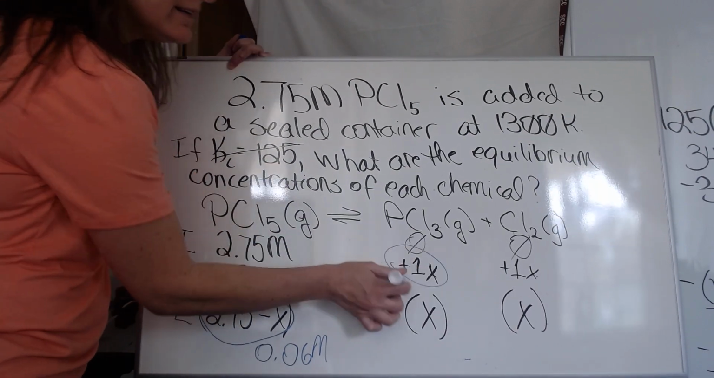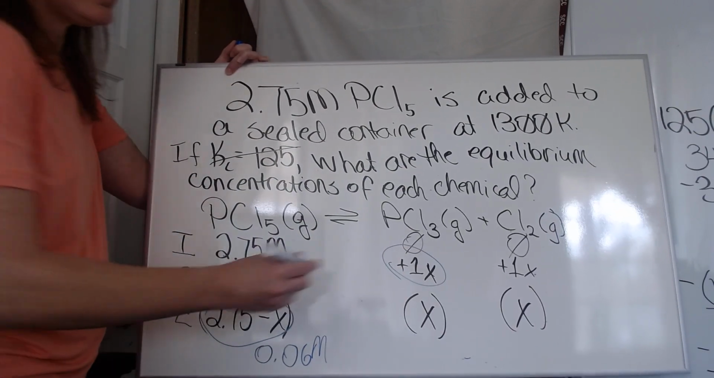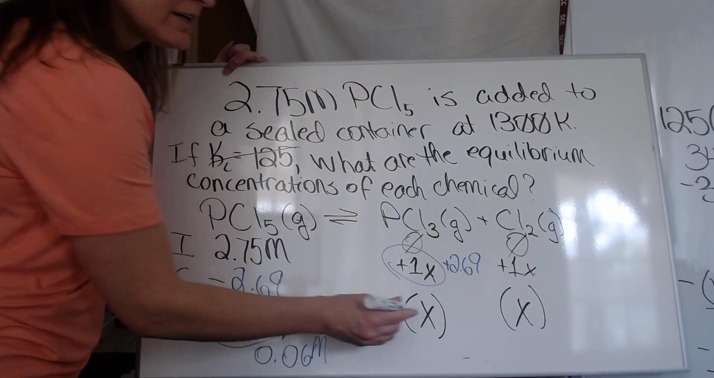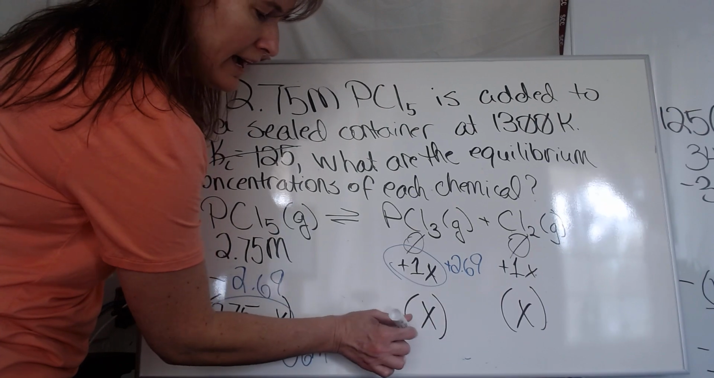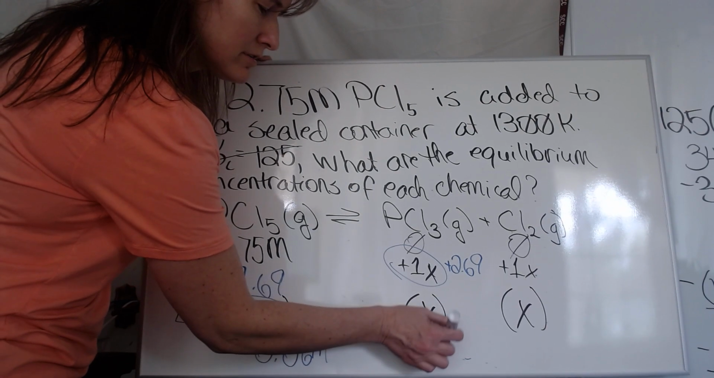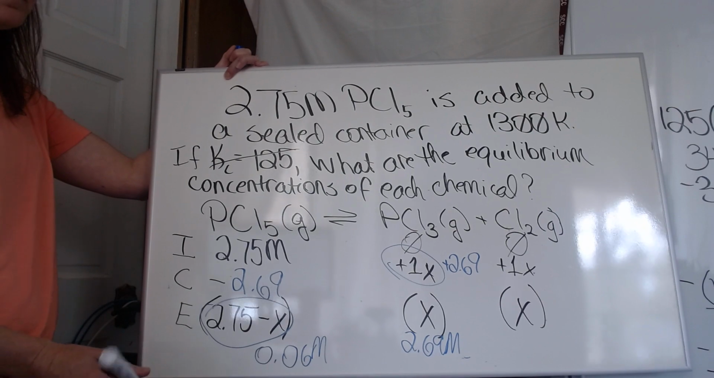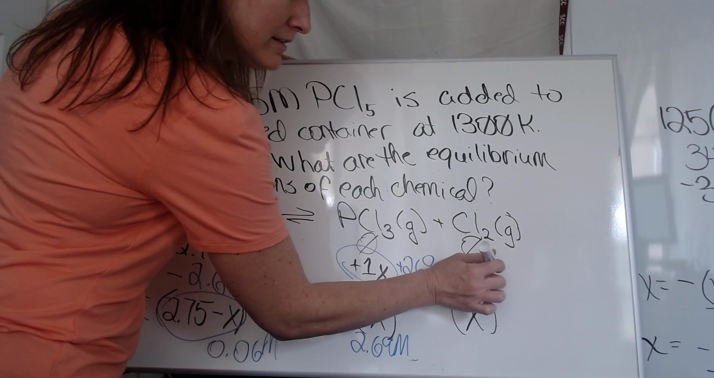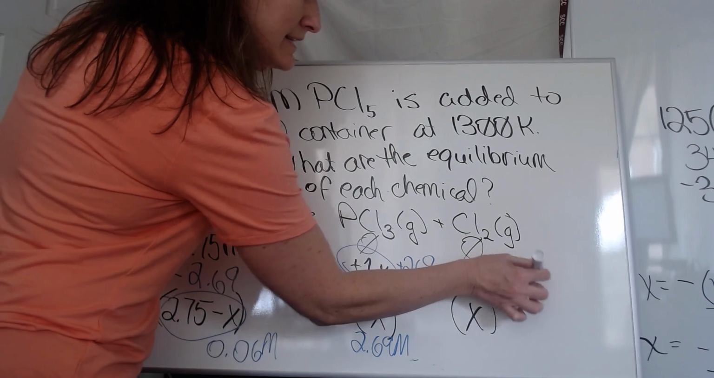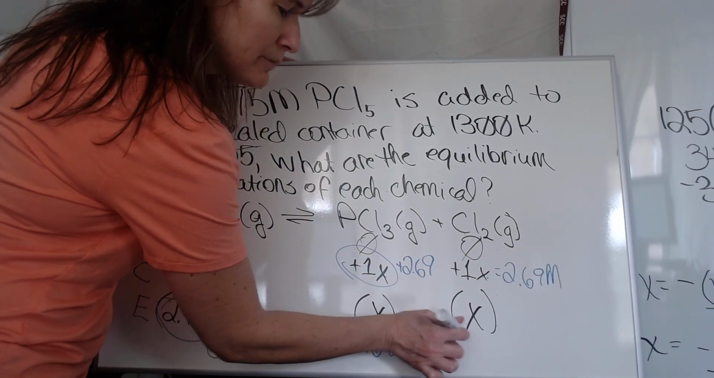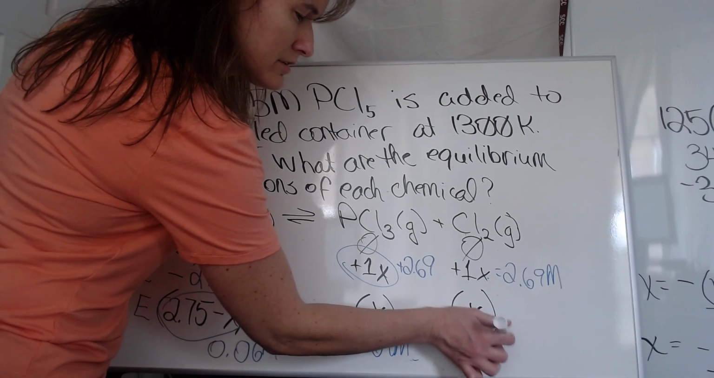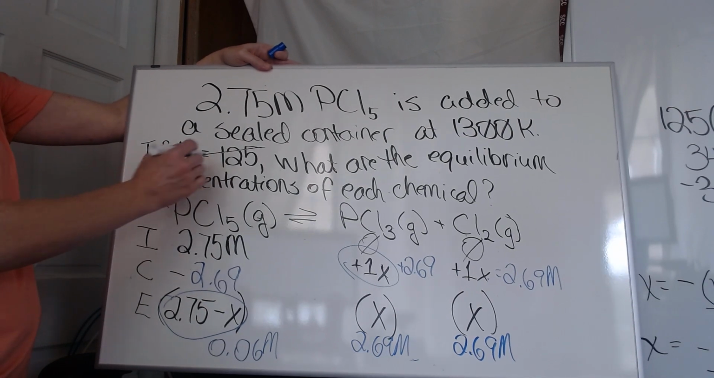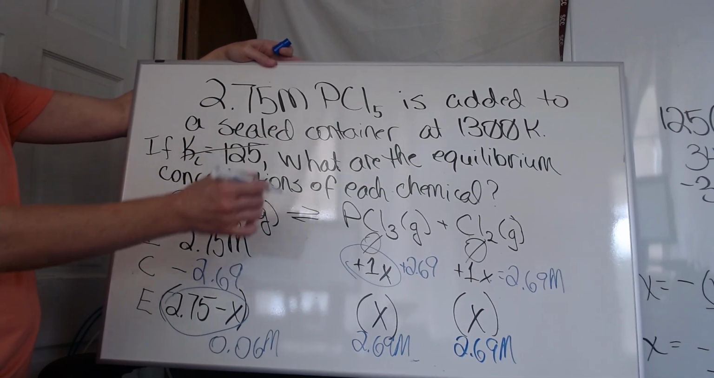I'm creating X quantity of PCl3. So at equilibrium, I have 2.69 molar of the PCl3. And I'm also creating X amount of chlorine. So that's 2.69 molar. So at equilibrium, I've got 2.69 molar chlorine gas. So the question was asking, what are the equilibrium concentrations of each chemical?